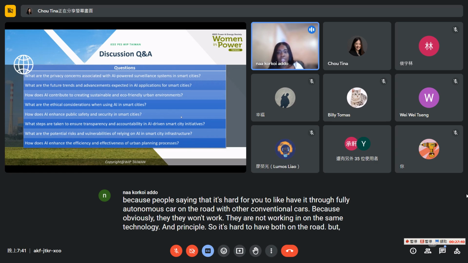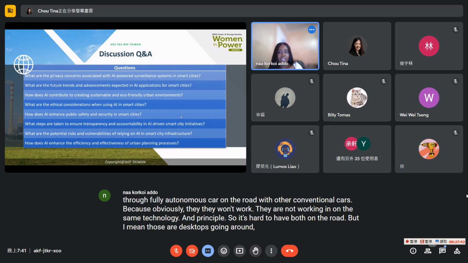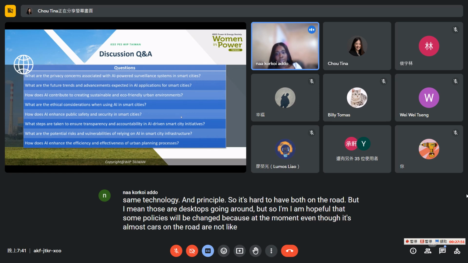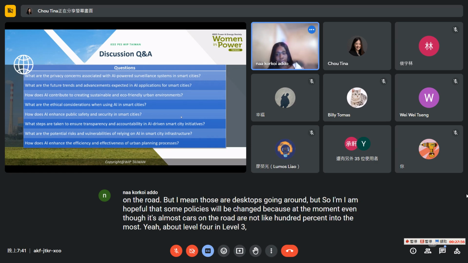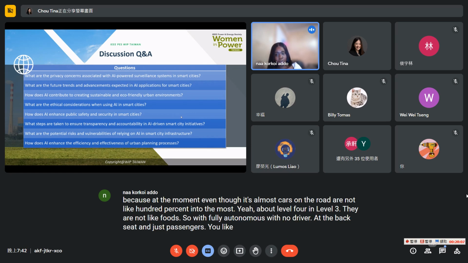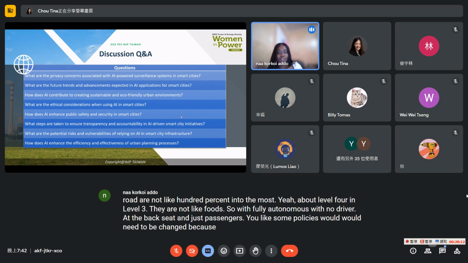But those are just talks going around. I am hopeful that some policies will be changed, because at the moment even the autonomous cars on the road are not 100% autonomous. They are about level 4 and level 3, not fully autonomous. With fully autonomous cars, with no driver and just passengers in the back seat, some policies will need to be changed, because it's just not the same.